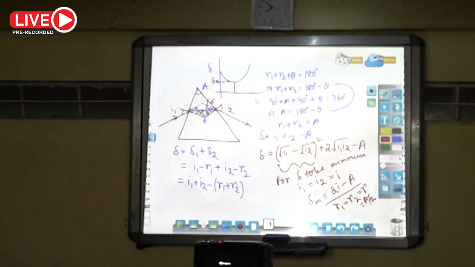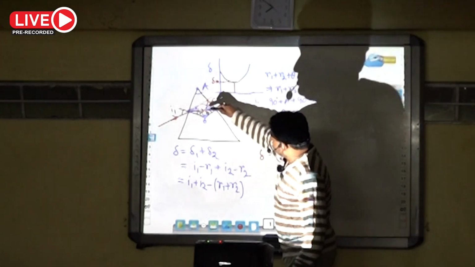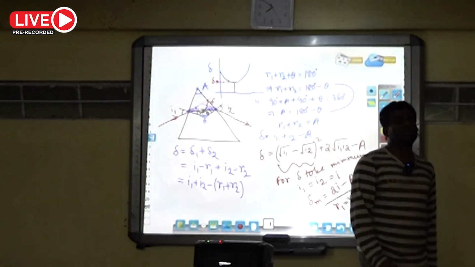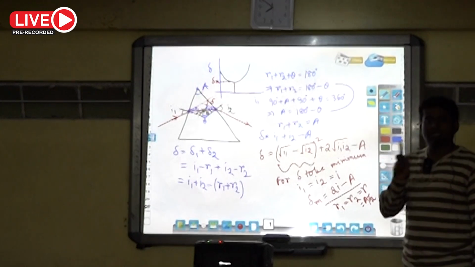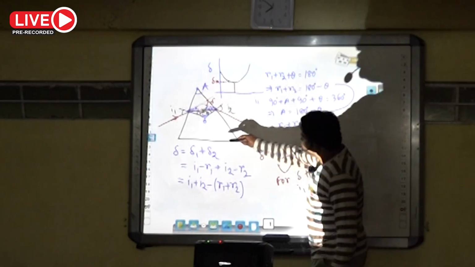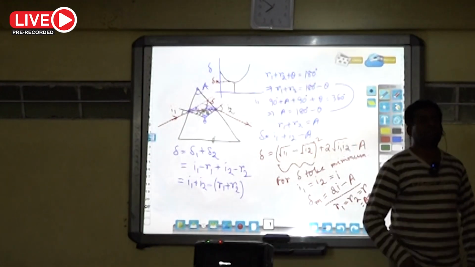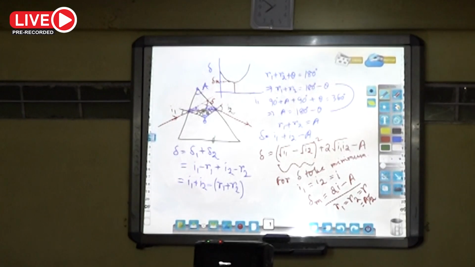And another property: the path of the light ray inside the prism. When the minimum deviation condition is reached, the path of the light ray inside the prism will be parallel to its base. This is a property of minimum deviation. Because I1, I2 are equal and R1, R2 are equal, the light ray path inside the prism will be exactly parallel to the base. At other angles, when minimum deviation is not reached, the path of the light ray and the base of the prism are not exactly parallel. Only in minimum deviation are these two lines parallel to each other. Okay.